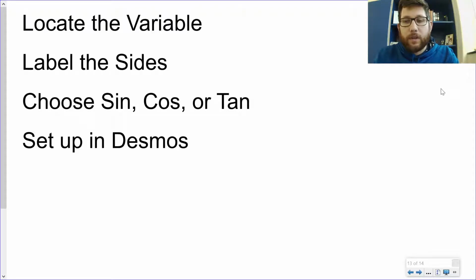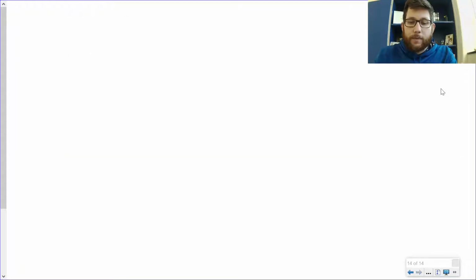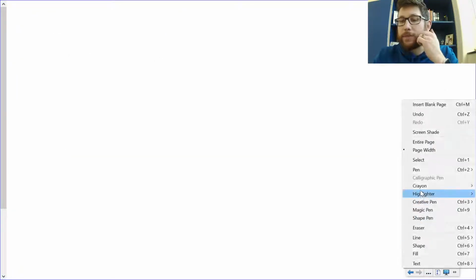So the first thing we're going to do is locate the variable, and I'll walk you through how to do this on the IXLs we're going to do. Then we're going to label the sides, O, H, and A. We're going to then choose sine, cosine, or tan. We've done all of these things up until this point. And the last thing we're going to do is set it up in Desmos. Then Desmos is going to help us solve for the sides and the angles. As long as we have it set up right, we're going to be good to go for Desmos to solve the problem for us. So let me show you a couple examples of some problems.